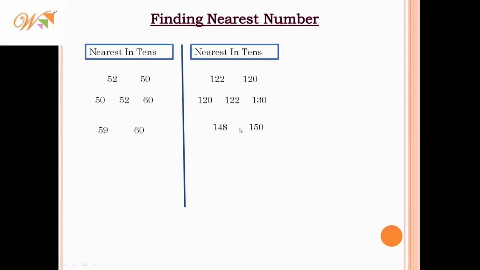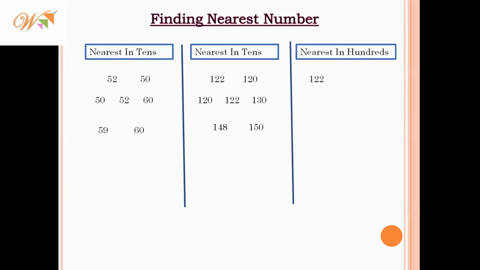Now let's say we have to find the nearest number in hundreds. Again I am taking the example 122. This time we are talking about hundreds. That means we'll have to look at 1. Right. So 122, now I am talking about hundreds. So 122 lies between 100 and 200. But it is more near to 100. So the nearest number in hundreds for 122 will be 100.